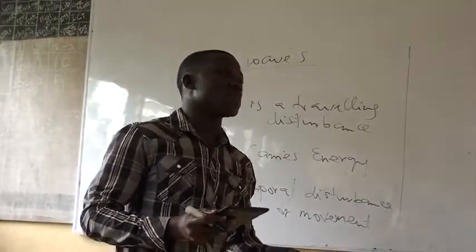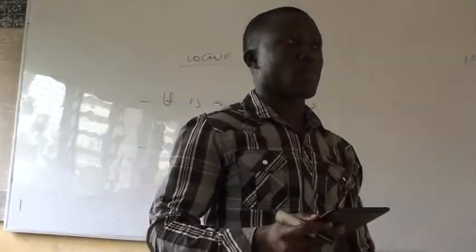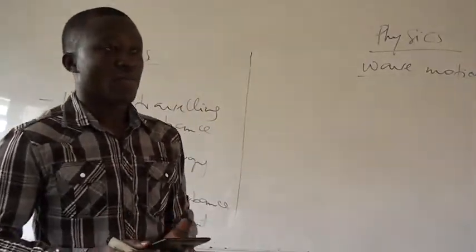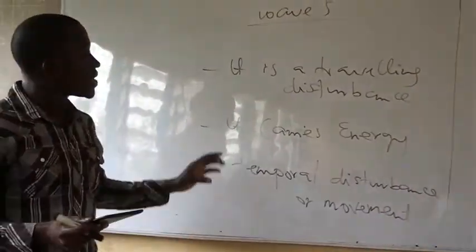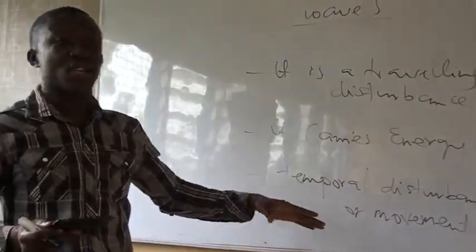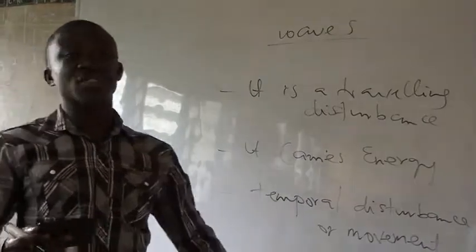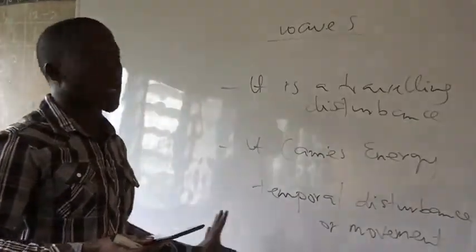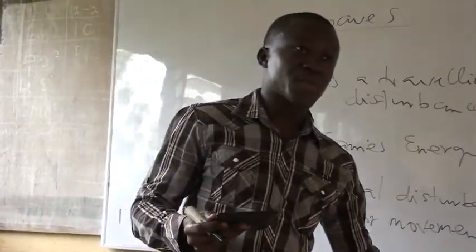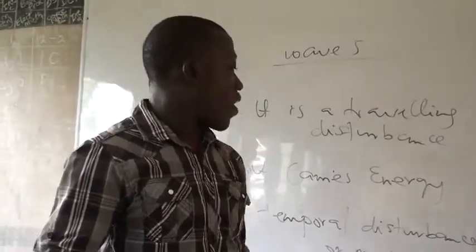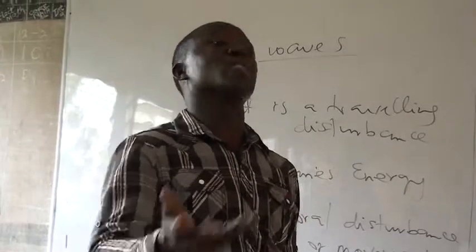Without a permanent displacement of the medium. I hope that's clear there. So whenever you are asked to explain what a wave is, at least these three important points should be found in your definition. It's a traveling disturbance, it carries energy through the medium, and it creates temporal movement, but not permanent movement of the medium. Is that clear there? Now, this temporal movement means that the medium is going to experience motion.